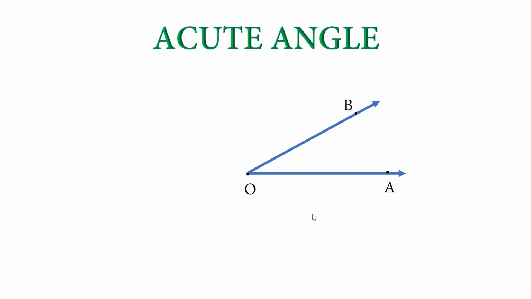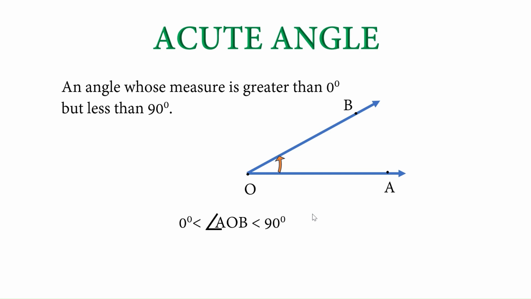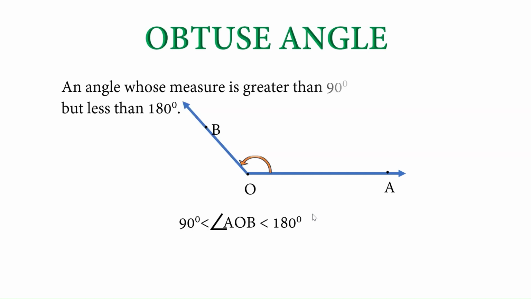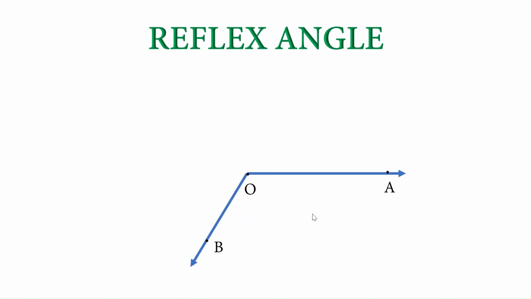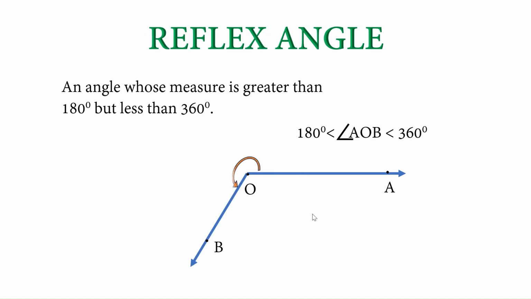Now, there are a few more types of angles, like the acute angle. An acute angle is one that measures greater than 0 degrees but less than 90 degrees. The next is the obtuse angle. When the measurement of an angle is greater than 90 and less than 180 degrees, it is called an obtuse angle. Reflex angle: when the measurement of an angle is greater than 180 degrees but less than 360 degrees, it is called a reflex angle.